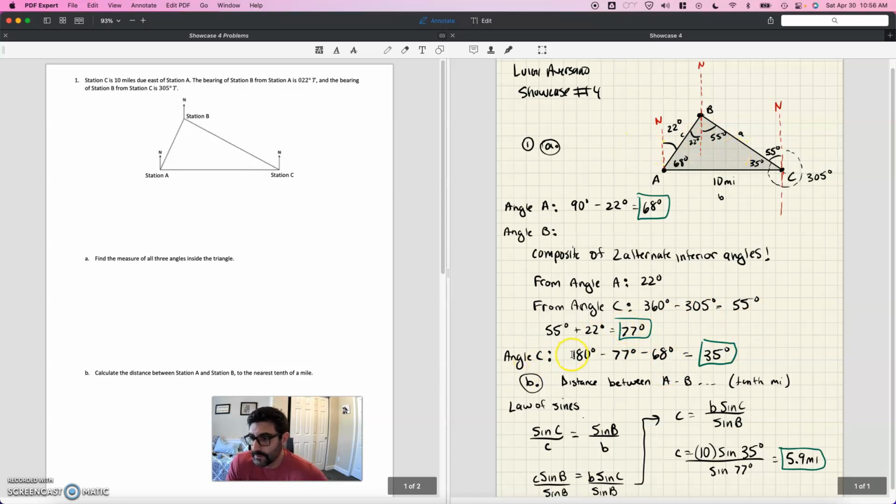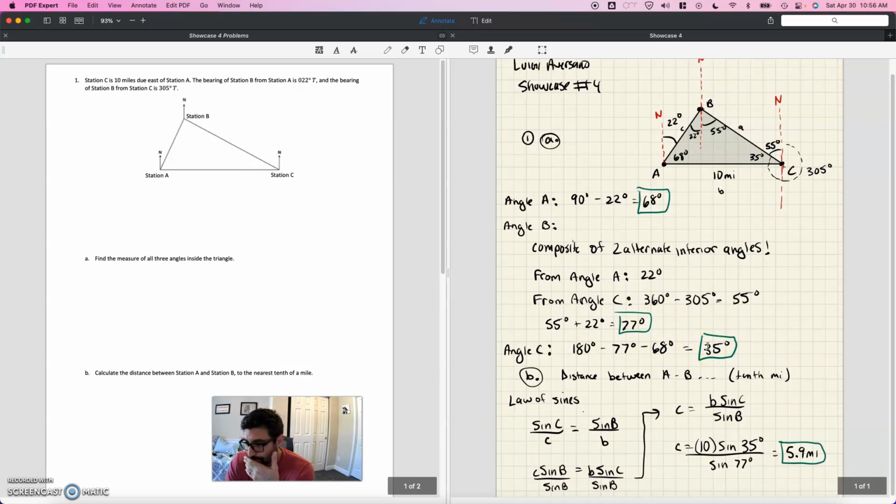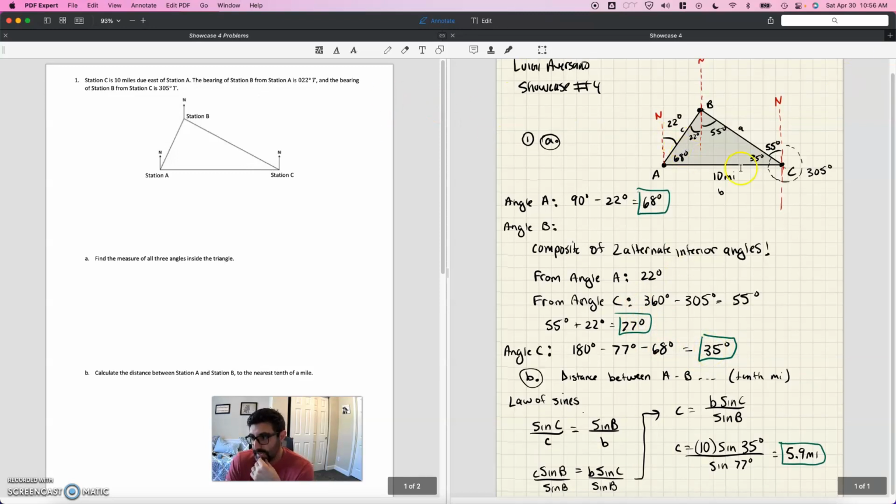For angle C, we simply take 180 degrees and subtract the two solved angles, and we get 35 degrees. Now that we have all the angles and one side, we can find the distance between A and B, so this side c right here.